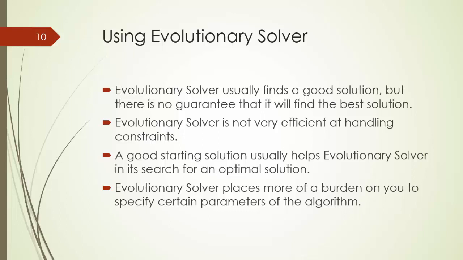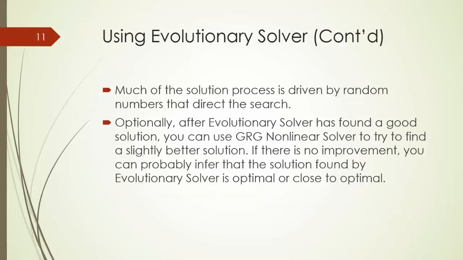Evolutionary Solver places more of a burden on you to specify certain parameters of the algorithm. These parameters are specified in the Options dialog box, which we will discuss later. Unfortunately, these parameters are not very intuitive to most users, and some experimentation is necessary to find the best settings of these parameters for any given model. Nonetheless, if you use the default settings or the settings we suggest, they should work just fine. Much of the solution process is driven by random numbers that direct the search. As a result, two people can get different solutions to the same problem. In fact, running Evolutionary Solver a second time can possibly yield a different solution. You can set a random seed parameter to ensure the same solution on two successive runs.